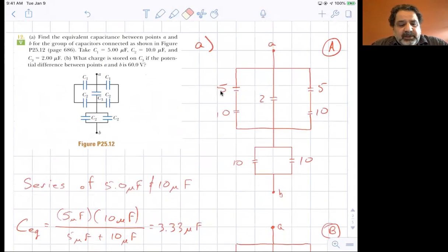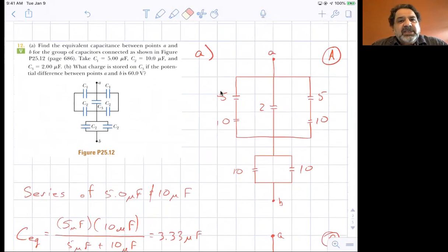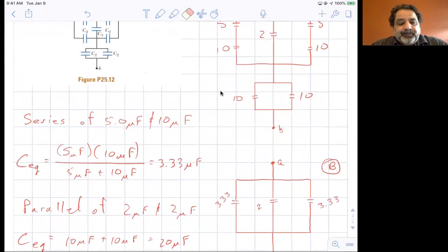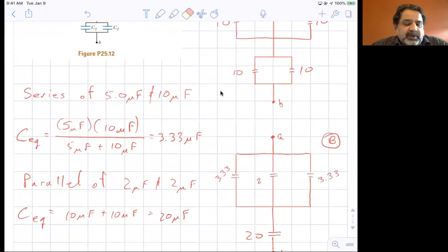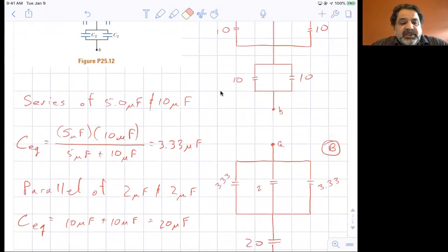Okay, so the first thing we're going to do is we have to take care of the 5 and 10 series. So C equivalent is equal to 5 microfarads, I'm using the easy method. I like it since there's only two, a 5 and a 10. The C equivalent is 5 times 10 divided by 5 plus 10. So it's basically 50 divided by 15, and you end up with 3.33 microfarads.